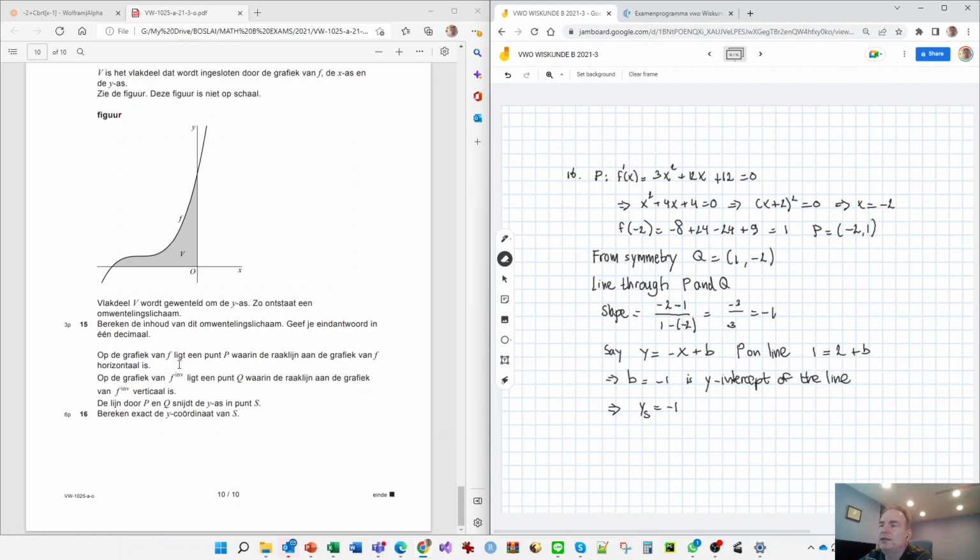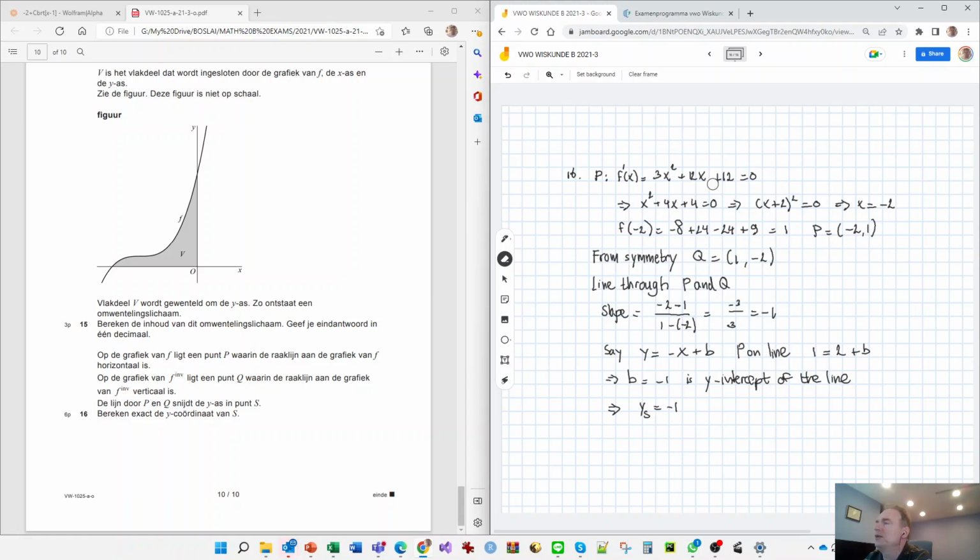Okay, well, let's calculate this tangent of f. So the derivative of f is easy. I want to set it to 0. Again, that is quadratic equation number 6 probably in this exam. I find x equal to minus 2, and the function at minus 2 is 1. So the point where this happens is (minus 2, 1).